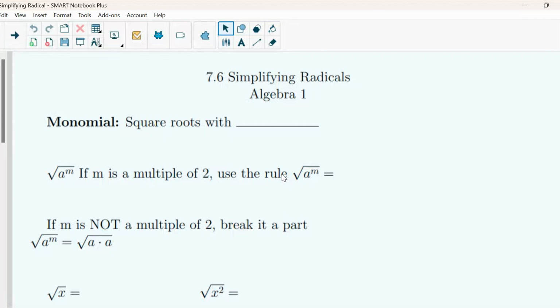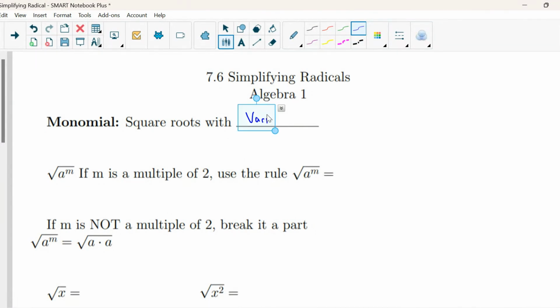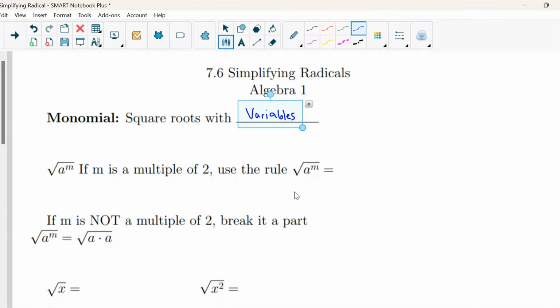With simplifying radicals, the first vocab term here is monomial. A monomial really is just a singular term that can be a combination of coefficients and multiple variables. But the monomials that we are looking at in this lesson are square roots with variables. All right, so please write this first section down.